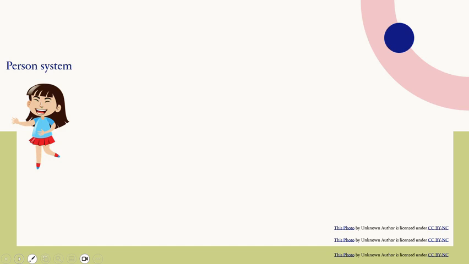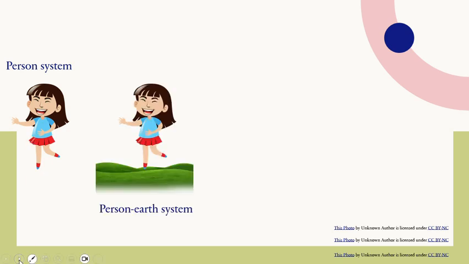Okay, so first we have a person system. This only includes the person and nothing else, so the gravitational force applied to the girl by the Earth is an external force to the system. Next, we have the person-Earth system. This time, the Earth is included in our system. So, forces such as the gravitational force the Earth applies to the girl and the applied force of the girl's weight on the Earth are both internal forces to our system.